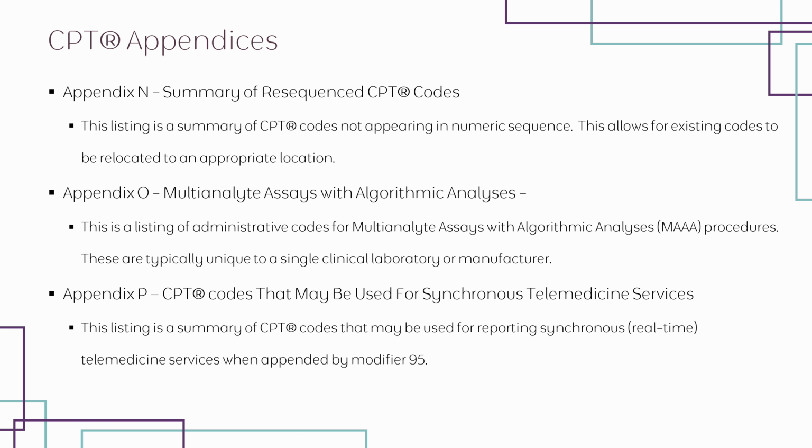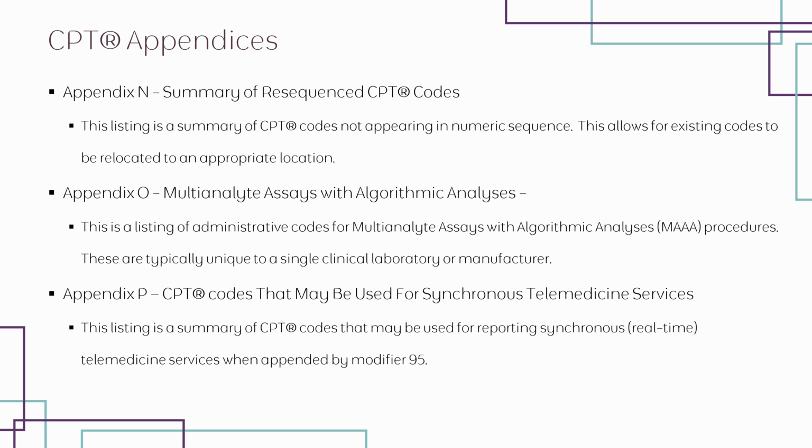Appendix O includes a listing of administrative codes for multi-analyte assays with algorithmic analyses, also known as MAAA procedures. These types of tests typically involve multiple lab tests combined with complex mathematical algorithms to produce a clinical risk score or diagnostic interpretation. Many of these codes are unique to specific clinical labs or test manufacturers, and Appendix O provides a central reference for these specialized administrative codes.